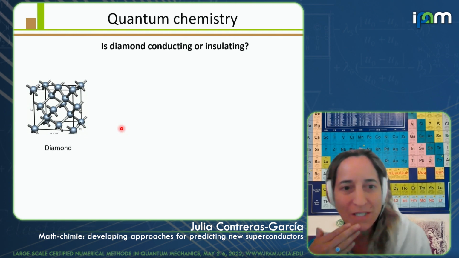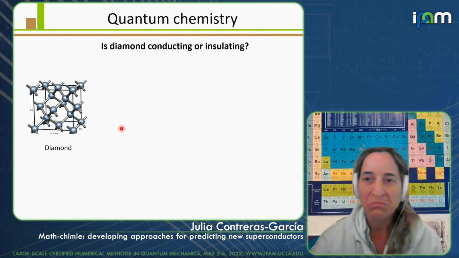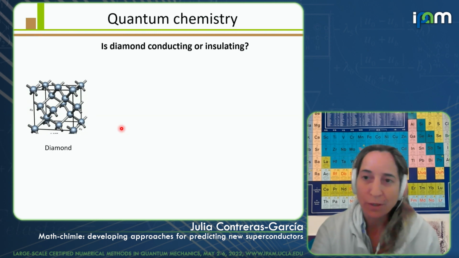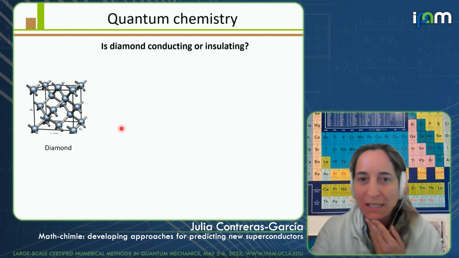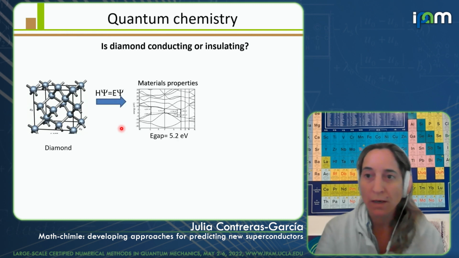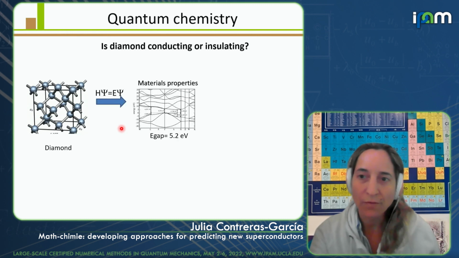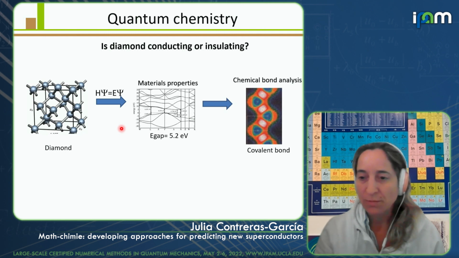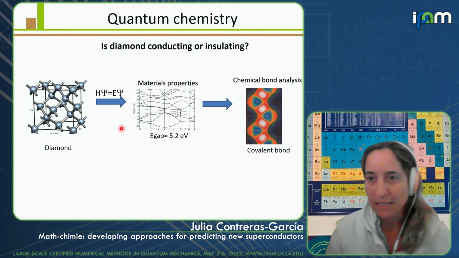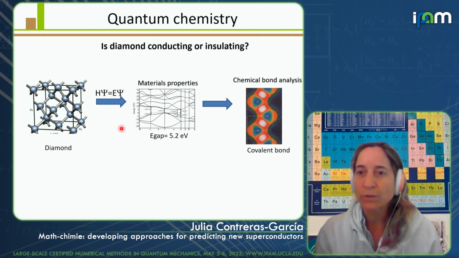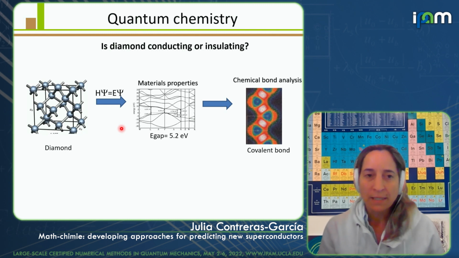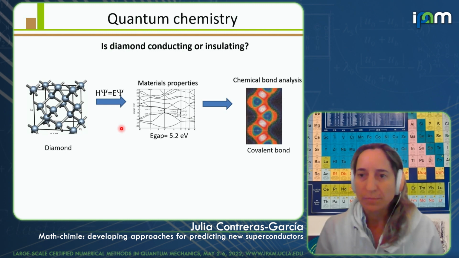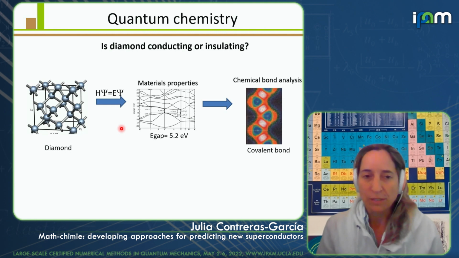So let's imagine that we have the diamond structure, and the way we usually go around it from quantum mechanical calculations is that we calculate our wave function, and from there we calculate the properties. And sometimes we go and try to understand the chemistry behind these properties, analyzing the chemical bond. So we would say naturally that a diamond has a big band gap because it is a covalent solid.